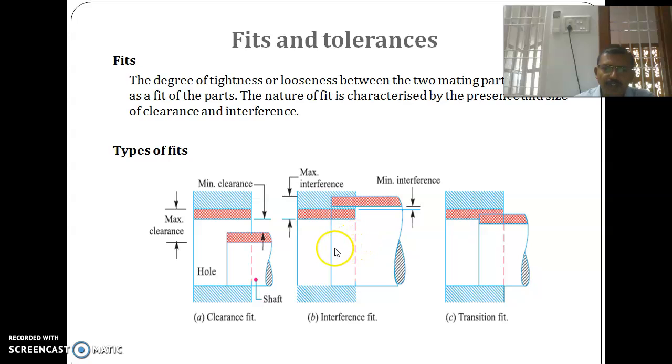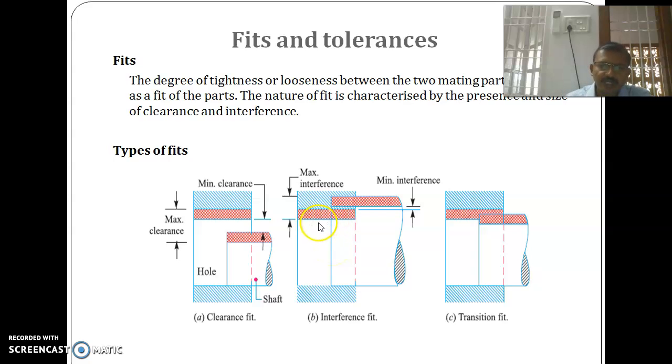Then we will go for the interference fit. In the interference fit, this is the minimum hole and this is the maximum hole, and the minimum shaft is greater than the maximum hole diameter. In this fit, the two components, the hole and the shaft, have to be inserted by applying some force, like using a hammer or any other external force. Only this type of fit can be made, and it is called an interference fit.